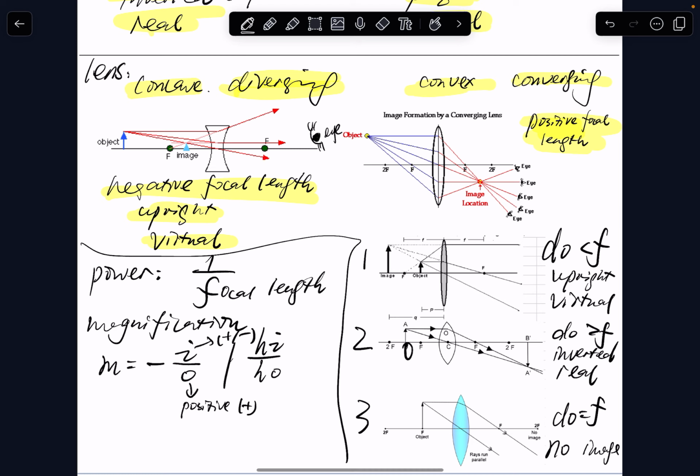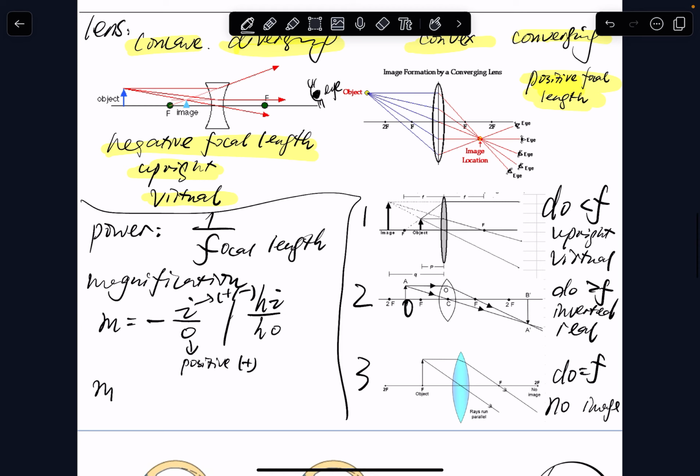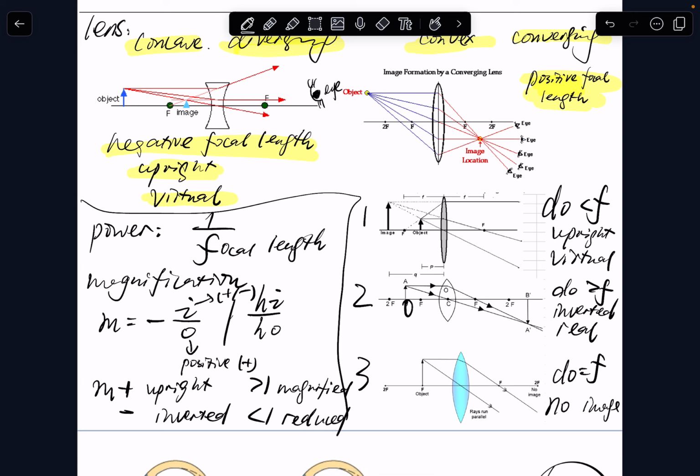Okay, so when you plug in either positive or negative, then you can get either M is positive or M is negative, right? When M is positive, the image is upright, and when it's negative, the image is inverted, okay? And then the magnitude of M, if it's larger than 1, then it's magnified. But if it's less than 1, then this is not a magnifying lens, because the image is reduced, okay?